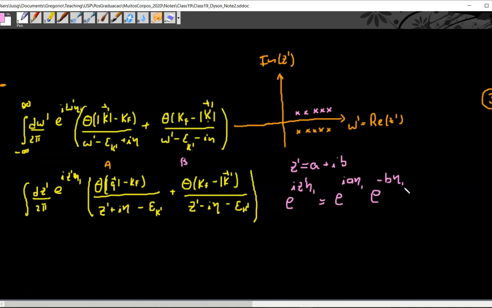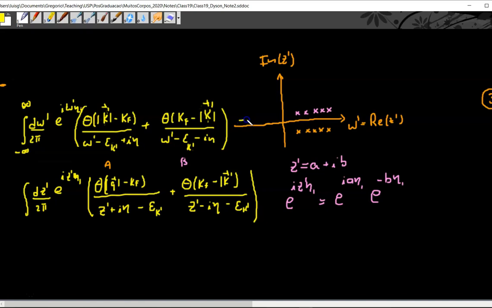So this means that we want b to be positive, right? If b is negative, then this term increases very much, even for eta small, and the integral will essentially explode. So we'd like to take a contour here that does that.